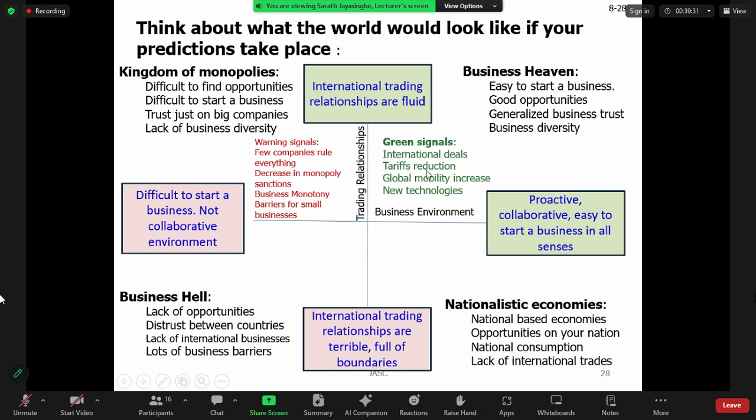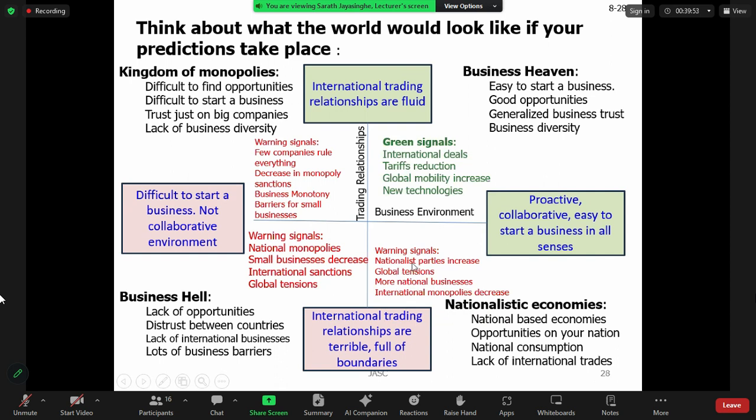International deals, traffic reduction, global mobility increase, new technologies you can expect. And also here something is a warning, because the health warning signal: national monopolies, small business decrease, international sanction, global tension. And here you can see nationalist parties increase, global tensions, more national businesses, and international monopolies decrease. So this is what is happening.